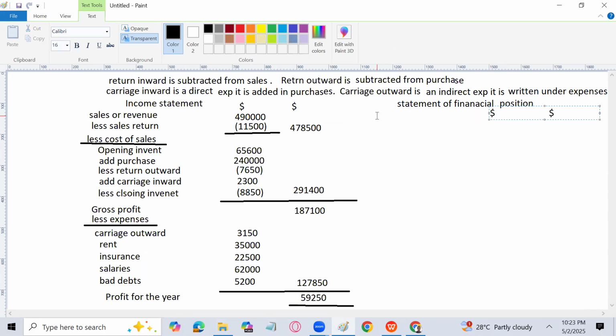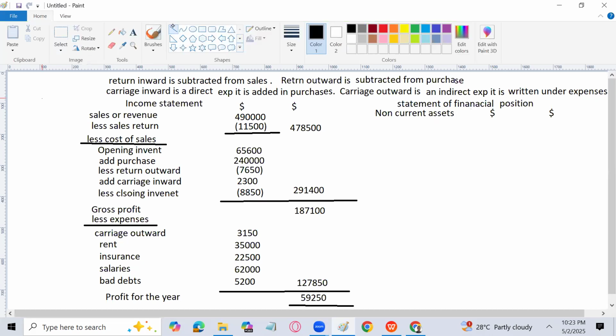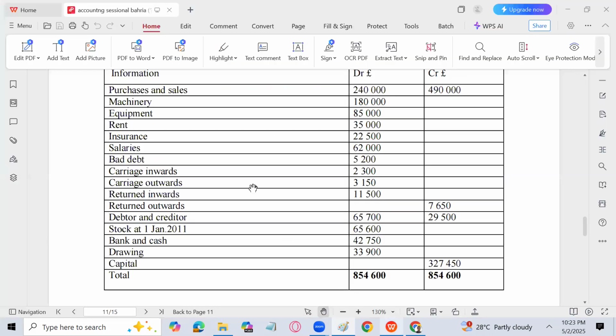So the statement of financial position will start from non-current assets. Why, sir? Because the statement of financial position is the same as the accounting equation. An accounting equation says that assets equal capital plus liabilities. But we have two types of assets, non-current assets and current assets. So we have to write both non-current and current assets in the statement of financial position, because it is given in the question. Let's see. Non-current assets first.